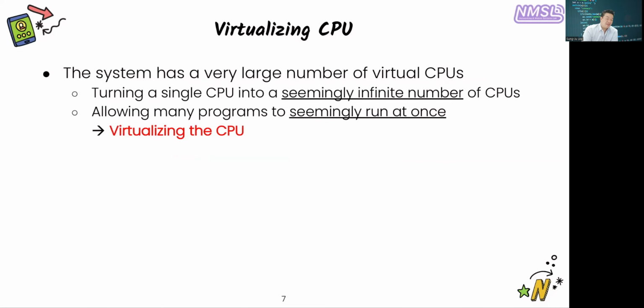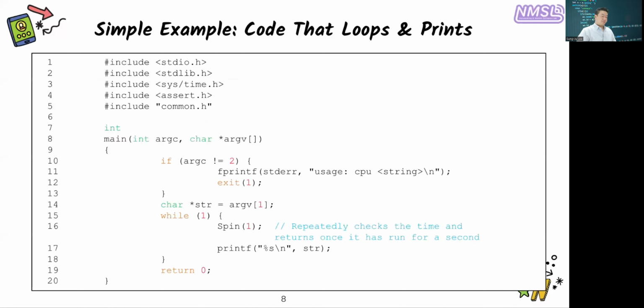So let's first look at CPU virtualization. The system has a very large number of virtual CPUs. This is virtual, so you can get as many as you want. You're converting a single CPU into a seemingly infinite number of CPUs, where each process thinks it has full access to the CPU, creating that illusion. It also allows many programs to seemingly run at once. This is virtualizing the CPU.